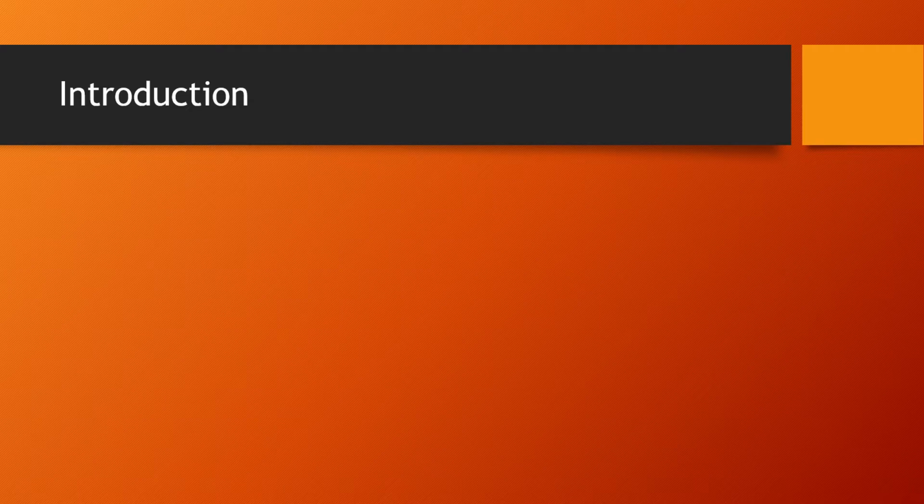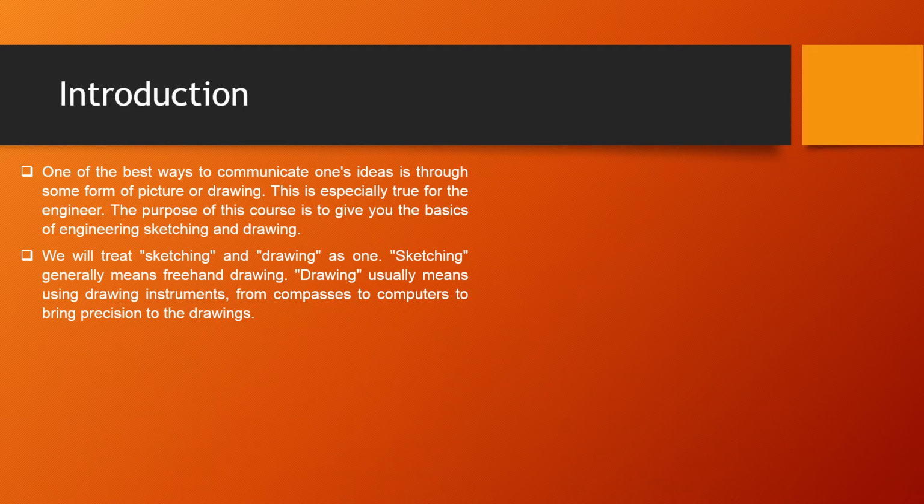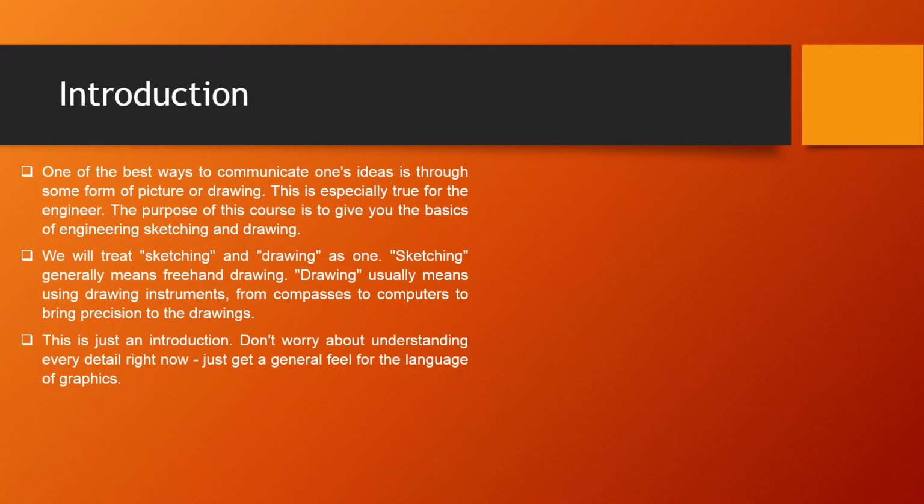What is the introduction of Engineering Drawing 1? One of the best ways to communicate one's idea is through some form of pictures or drawing. This is especially true for the engineer. The purpose of this course is to give you the basis of engineering sketching and drawing. We will treat sketching and drawing as one. Sketching generally means freehand drawing. Drawing usually means using drawing instruments, from compass to computer, to bring precision to the drawing.